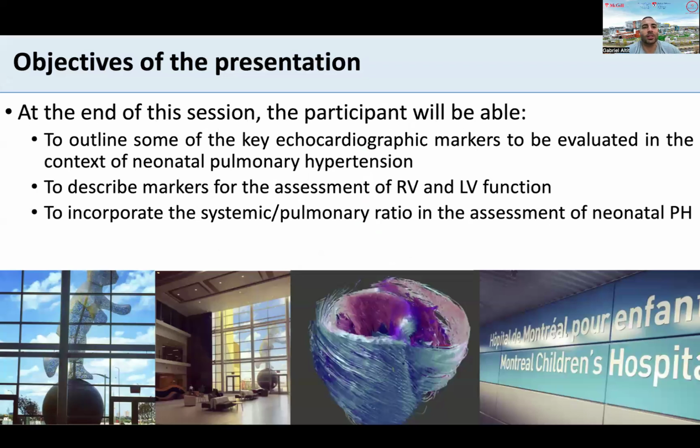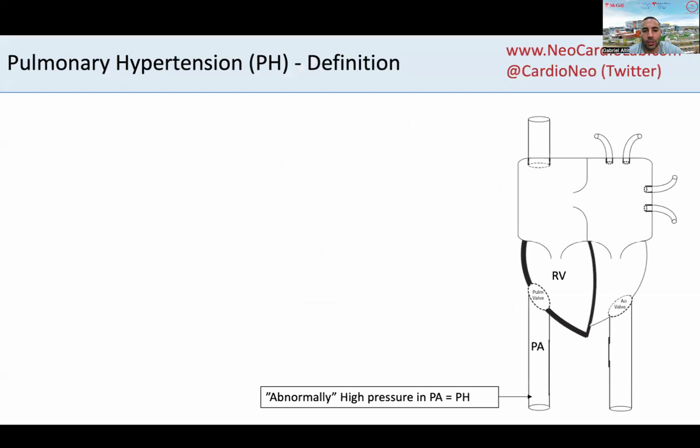At the end of this session, a participant will be able to outline some of the key echo markers to be evaluated in the context of neonatal pulmonary hypertension. We'll describe some markers for assessment of RV and LV function, and we'll try to incorporate some of the concept of systemic to pulmonary ratio in the assessment of neonatal pulmonary hypertension.